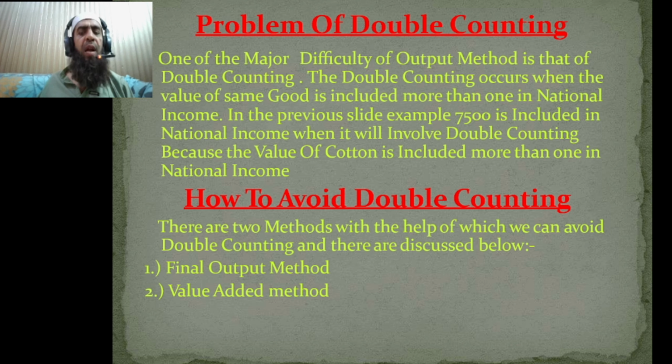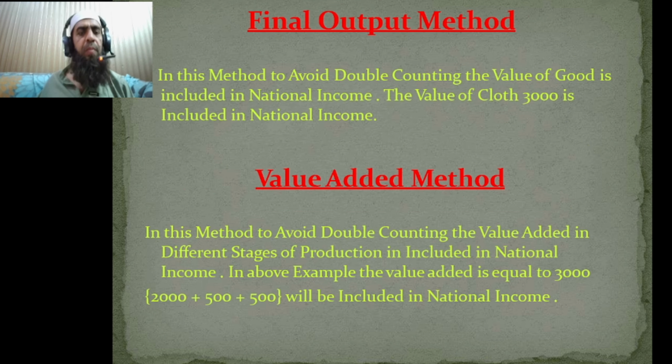How to avoid double counting? There are two methods with the help of which we can avoid double counting, discussed below. One is the final output method, the second is the value added method. Final output method: to avoid double counting, only the value of final goods is included in national income. The value of cloth, 3000, is included in national income.